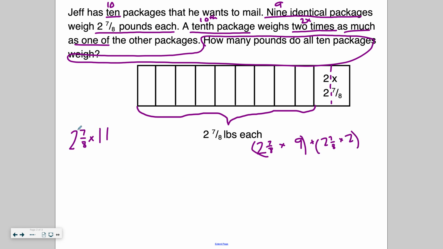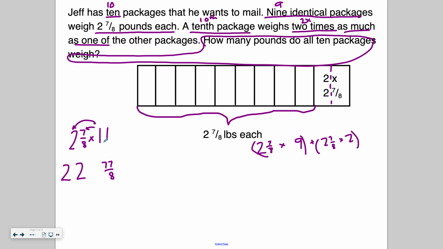And I'll do it again here because I'm going to first multiply the 2 times the 11, and then the 7/8 times 11. So I'm multiplying twice over here. So let's go ahead and multiply this. Well, 11 times 2 is 22. And then 11 times 7/8. Well, 11 times 7 is 77. And then I keep my denominator of 8. So I have 22 and 77/8.